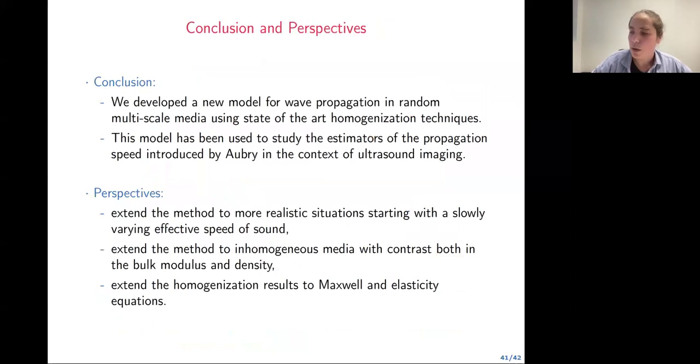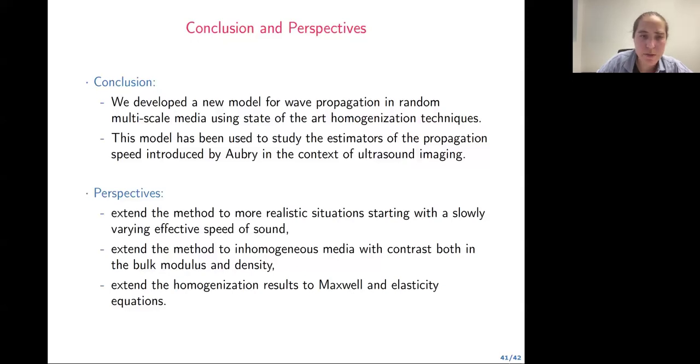Okay, so to conclude, what we did is we first developed a new model for wave propagation in random multiscale media using quantitative stochastic homogenization techniques. Then we used this model to study the estimators of the propagation speed introduced by Alexandre Brie and his team, but in the context of ultrasound imaging.